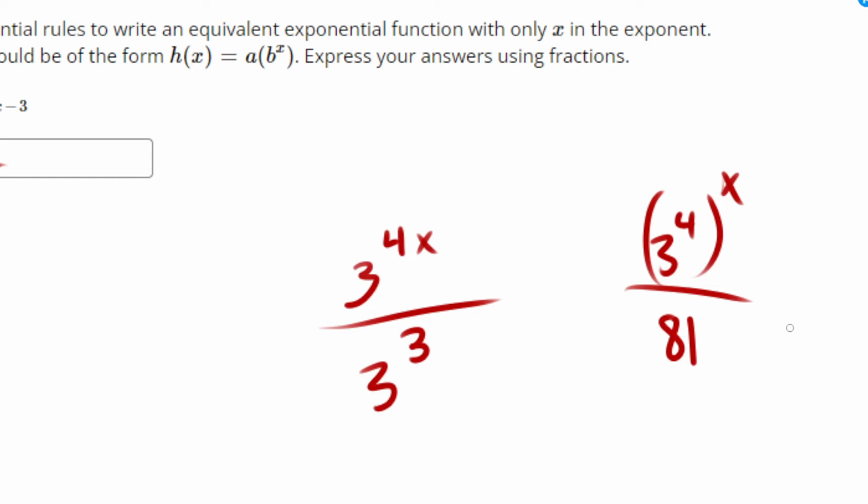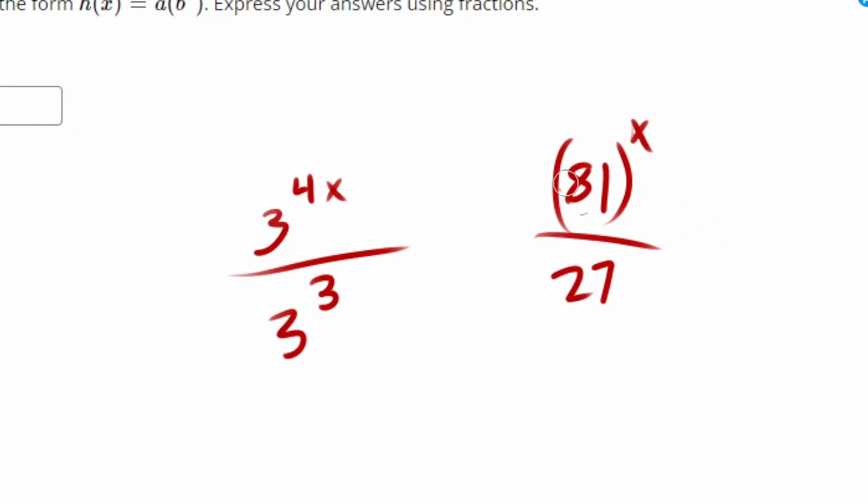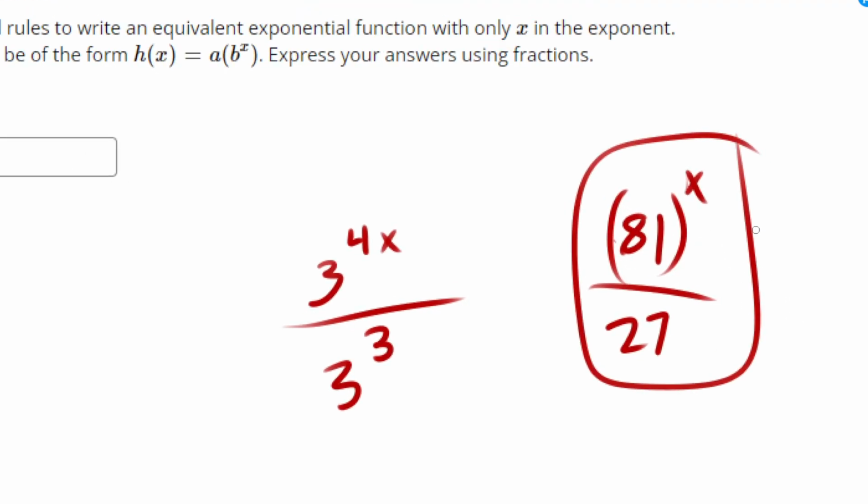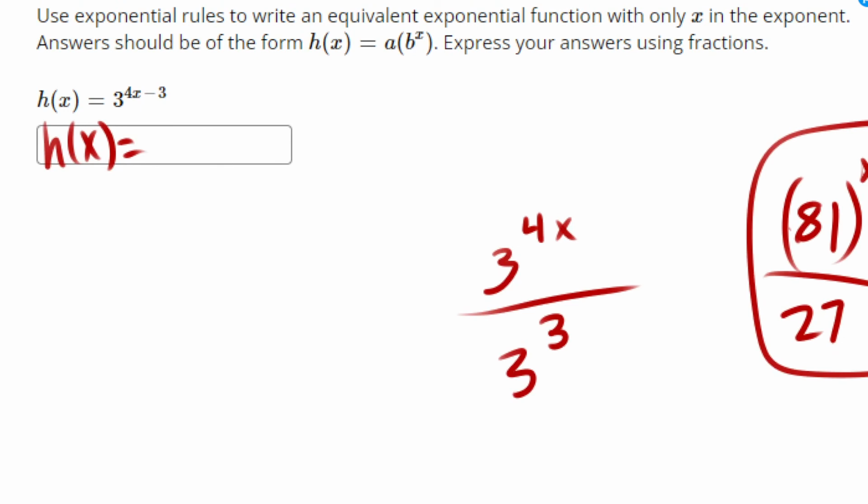Wait a minute. Sorry, 3 cubed is 27. 3 to the 4th is 81. So we can change this. So 81 to the x over 27. This would be your answer, because x is the only exponent.